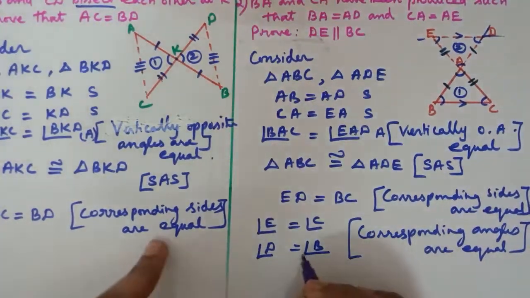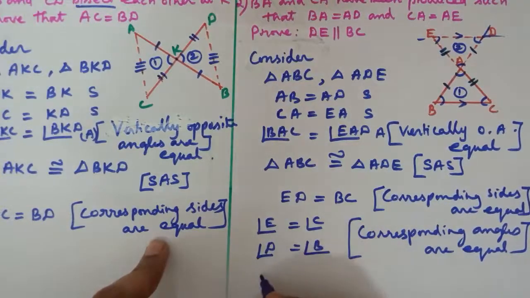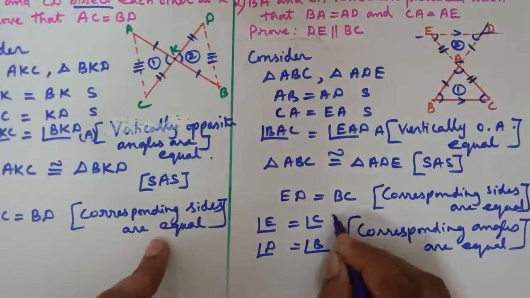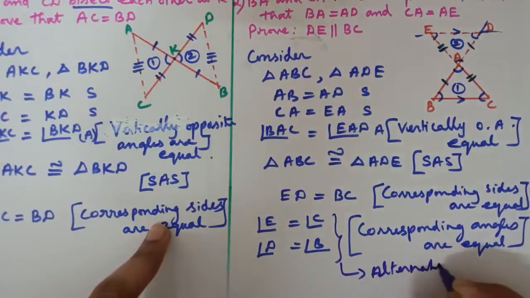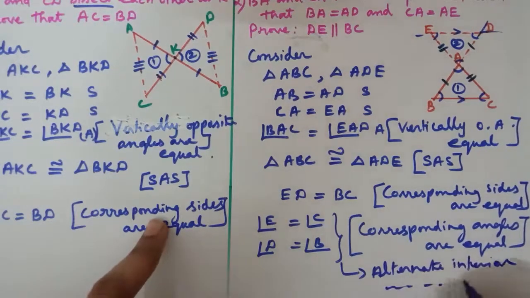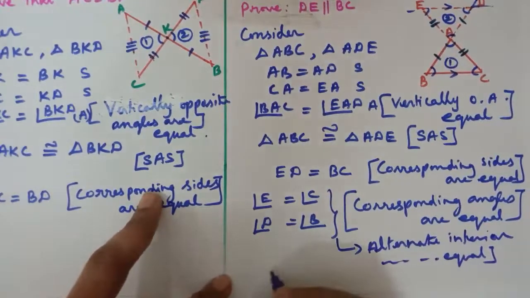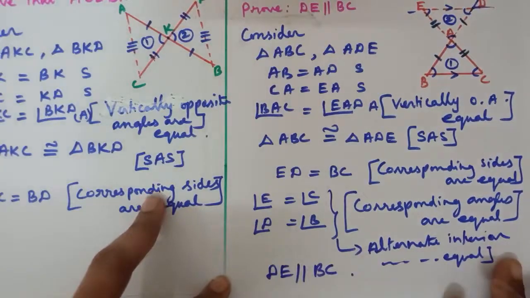And here we can say these angles are alternate interior angles. Here alternate interior angles are also equal. Alternate interior angles are equal. Okay, so that's why we can say DE is parallel to BC. Is it clear, students? Good.